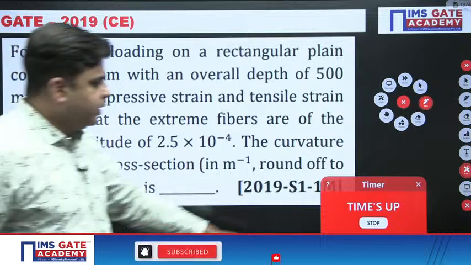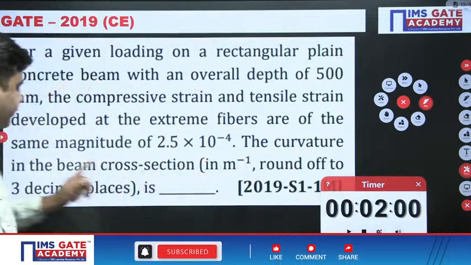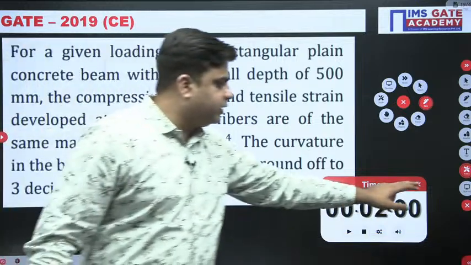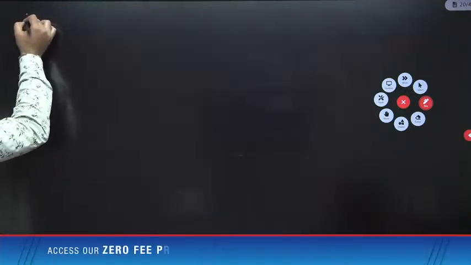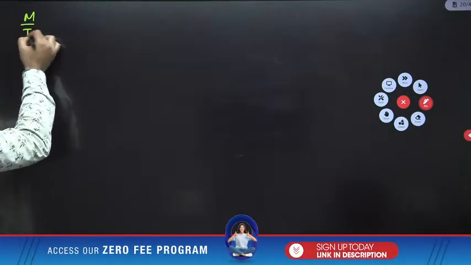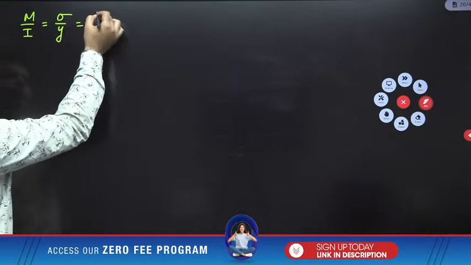Okay. So what is the question asking? The question is asking you to find out the curvature of the beam cross section. Now sir, what is curvature? Curvature is 1 by R. So how can I calculate this? I know this equation, that is M upon I is equal to sigma upon y is equal to E upon R.